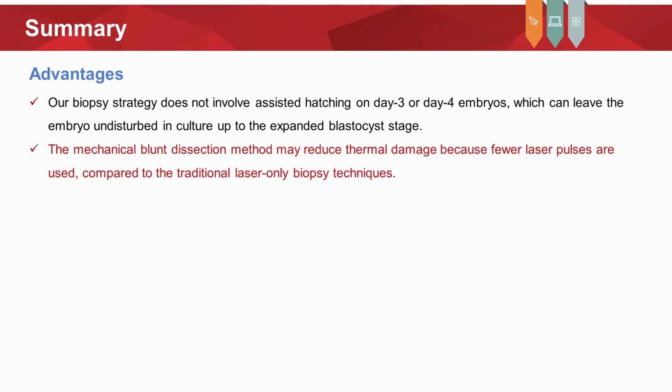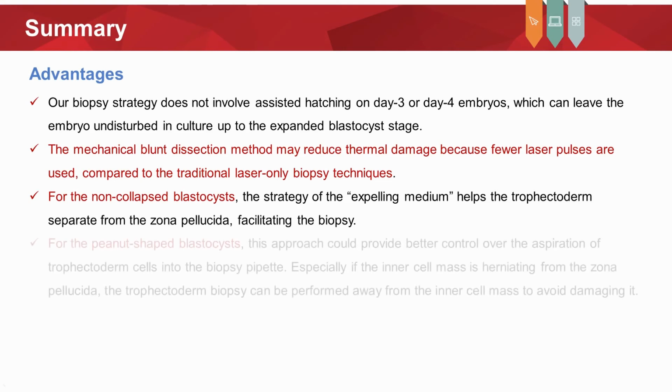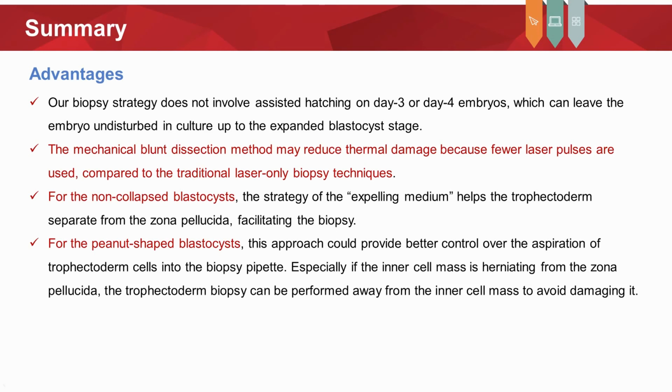The mechanical blunt dissection method may reduce thermal damage because fewer laser pulses are used, compared to the traditional laser-only biopsy techniques. For the non-collapsed blastocysts, the strategy of expelling medium helps the trophectoderm separate from the zona pellucida, facilitating the biopsy. For the peanut-shaped blastocysts, this approach could provide better control over the aspiration of trophectoderm cells into the biopsy pipette, especially if the inner cell mass is herniating from the zona pellucida.